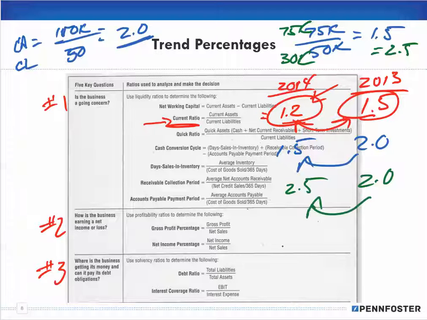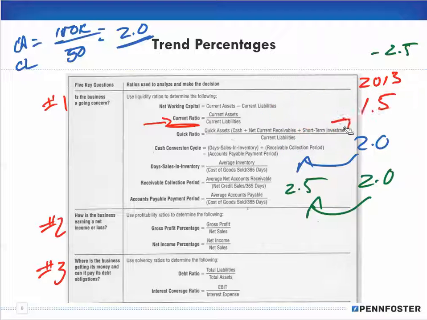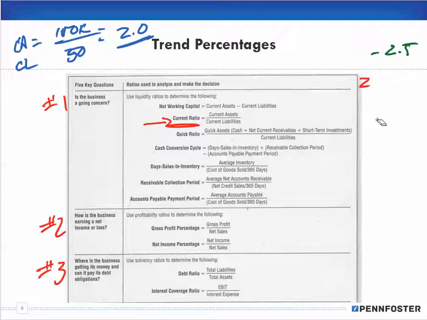Is that good or is that bad? Well, in comparison, the number went up, and that's a good thing. Even though my assets are lower than the year before, my liabilities are much, much lower, meaning I have more assets to be able to pay off the liabilities of 30,000. So by the number going up, that's a positive thing. So that's how you look at these ratios and think about them.